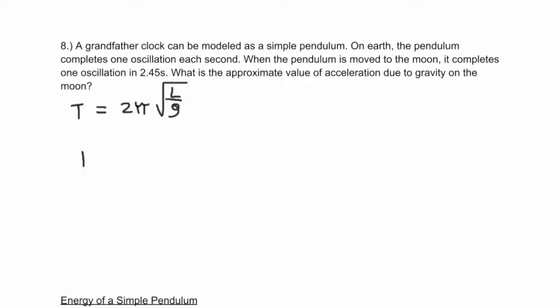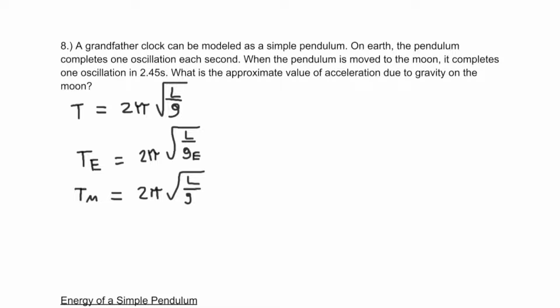So T on the Earth is equal to 2 pi times the square root of the pendulum length over g on the Earth. And then T on the moon is going to be the same thing, except with a different g value. And it's the same pendulum, so we can use the same length. And with all ratio questions, to really see what's going on, we're just going to divide both equations by each other to get a ratio.